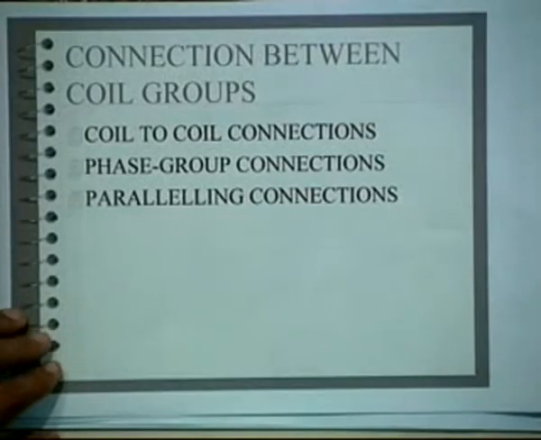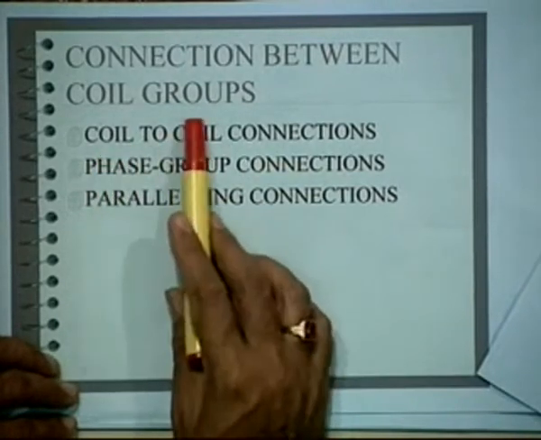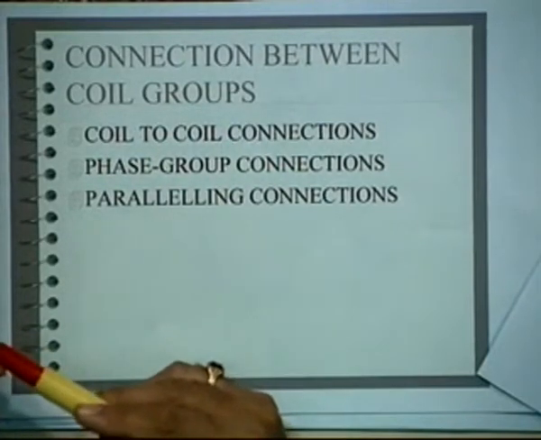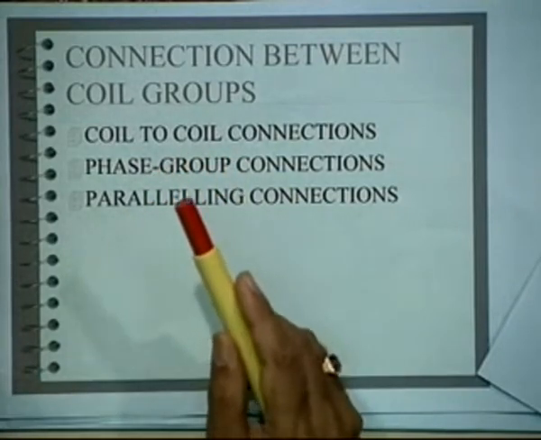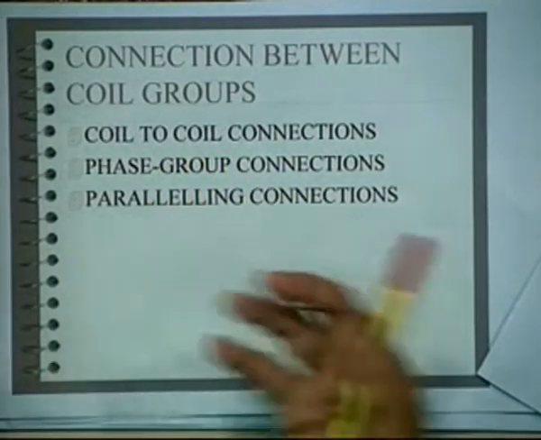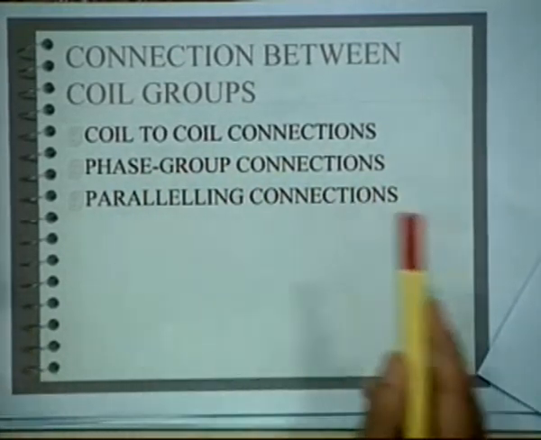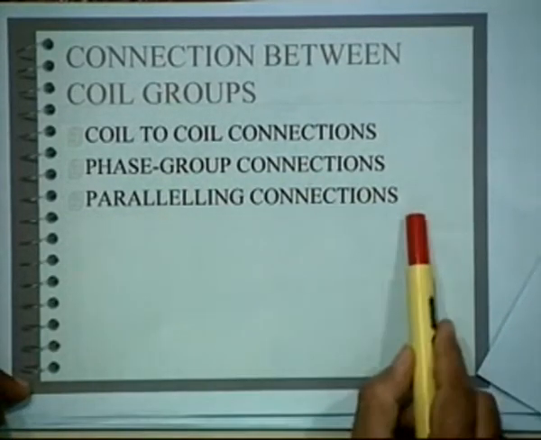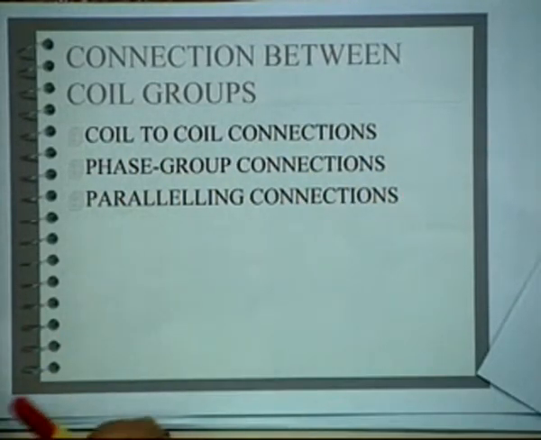Next, what are the connections between coil groups? In the coil group, you have to connect between different groups. You have to make coil to coil connections. This is one connection you will be making. Different coils you must have a connection. If it is A phase, there are several coils, you must make one connection. Then phase group connection. In each phase, you must make the grouping, series, parallel, etc. Then you must also have paralleling connection. So these are all the connections that must be made in forming a winding. Okay.